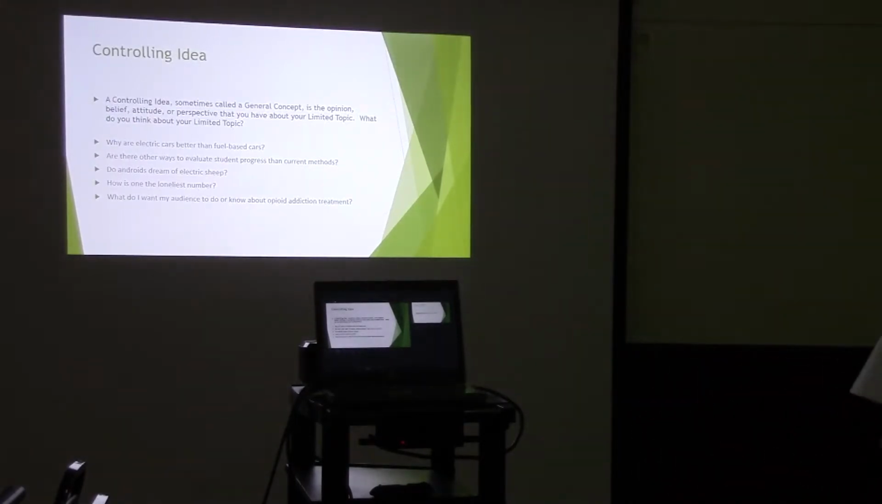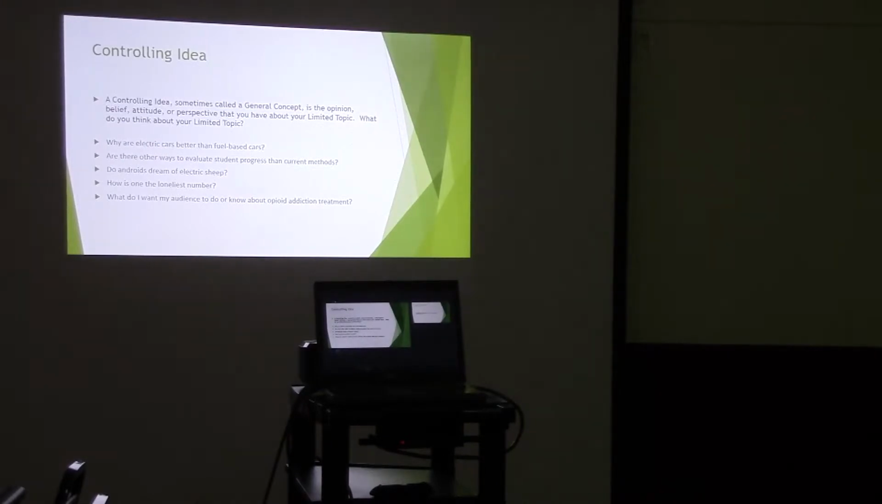The second piece of the thesis statement is called a controlling idea. Again, sometimes it's called general concept. So depending on what textbook you're using or the professor's language, those are fairly interchangeable. So the controlling idea is simply the opinion, belief, attitude, or perspective about your topic.